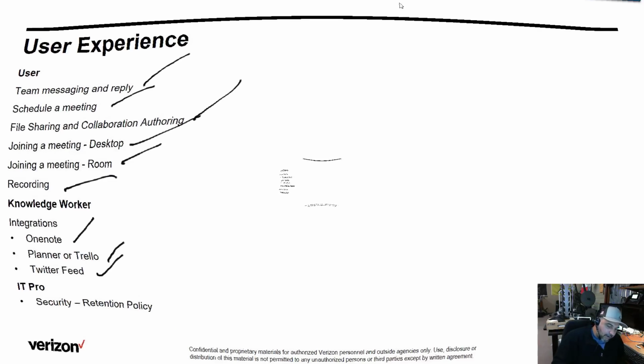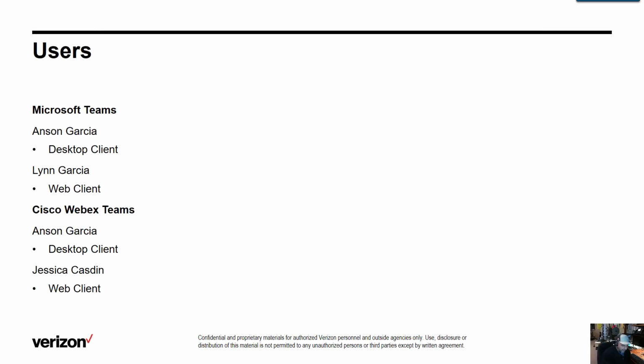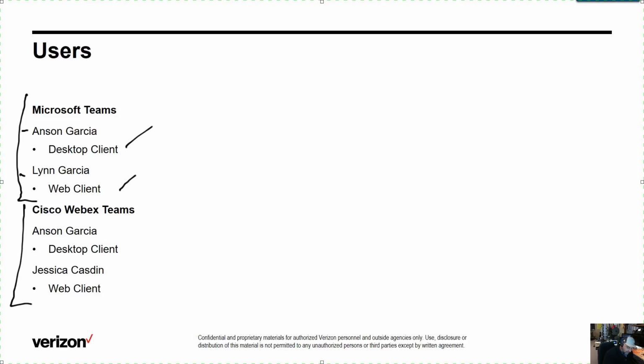So let's get started. Here are the users that we have. On the Microsoft Teams side, we're going to have two users, Anson and Lynn. I want to give the experience from not only the full desktop app, but from the web app as well. So Anson's going to have the desktop client and Lynn Garcia will have the web client. On the Cisco Teams side, we're also going to have an Anson Garcia, a different Anson, and a Jessica Kasdan. Jessica's going to be with the Webex web app client, and Anson will be the desktop client again. So those are the users I'm going to be dealing with.